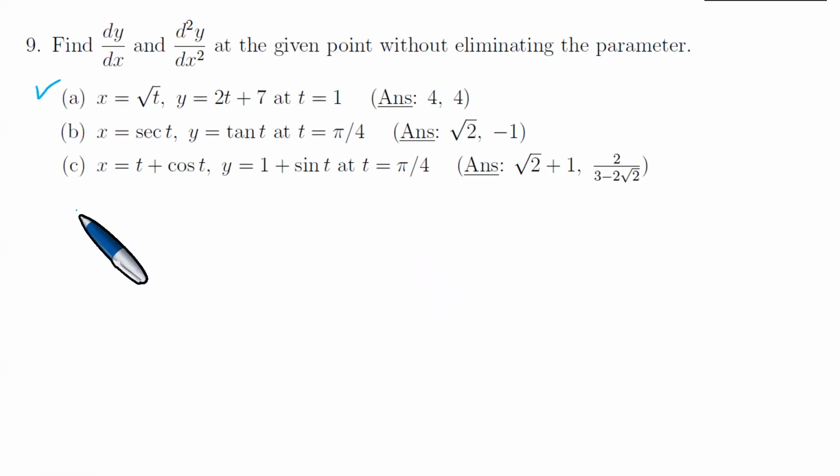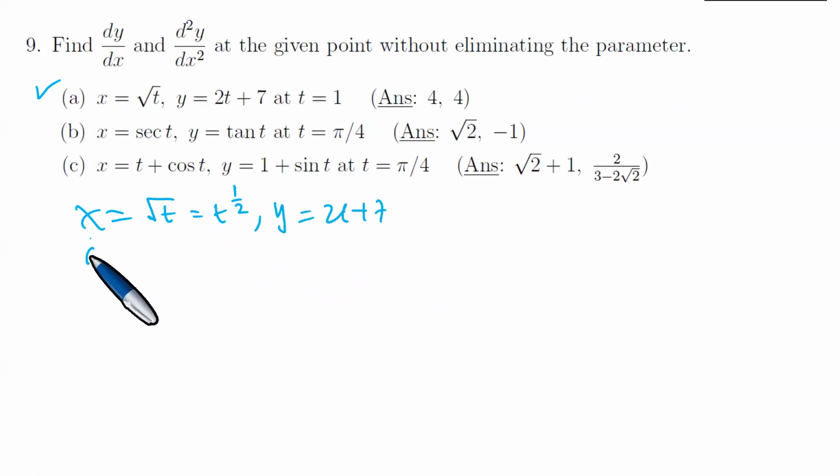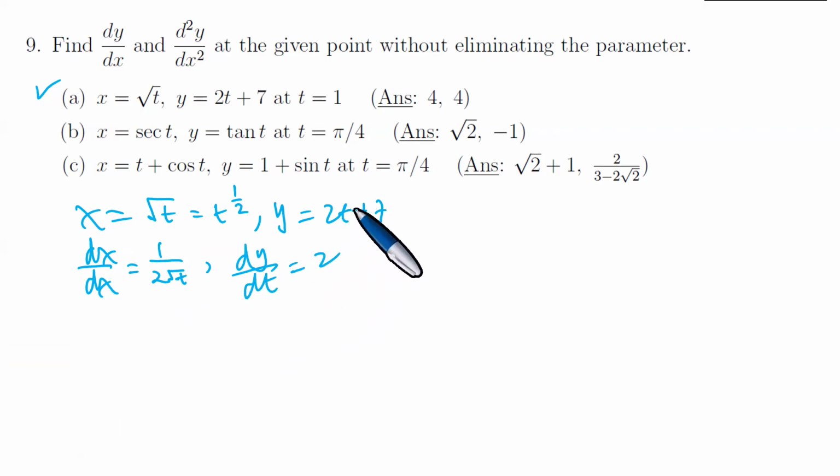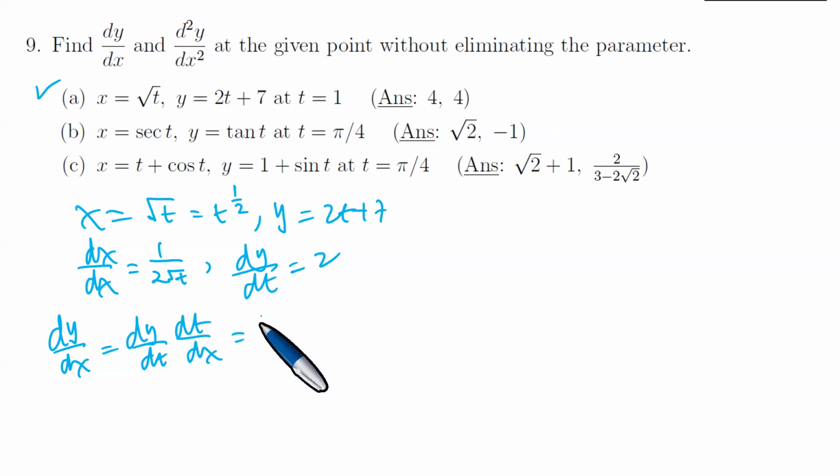So dealing with 9a, for example, x is the square root of t, which means t to the 1/2, and y is 2t plus 7. dx/dt is 1 over 2 square root of t, and then dy/dt is 2 only, because we are differentiating this one with respect to t. dy/dx is dy/dt times dt/dx, which is 2 times dt/dx.